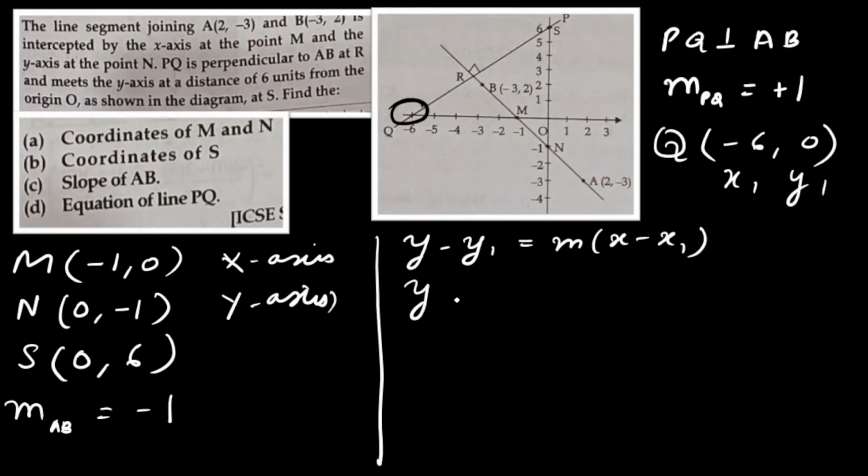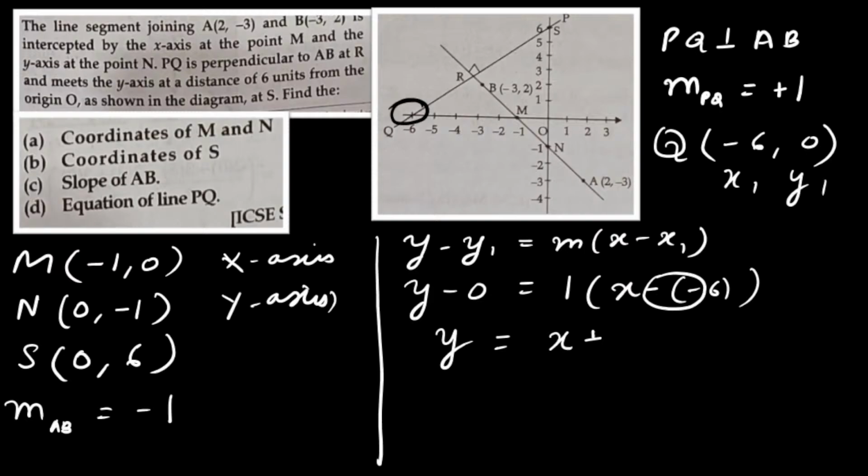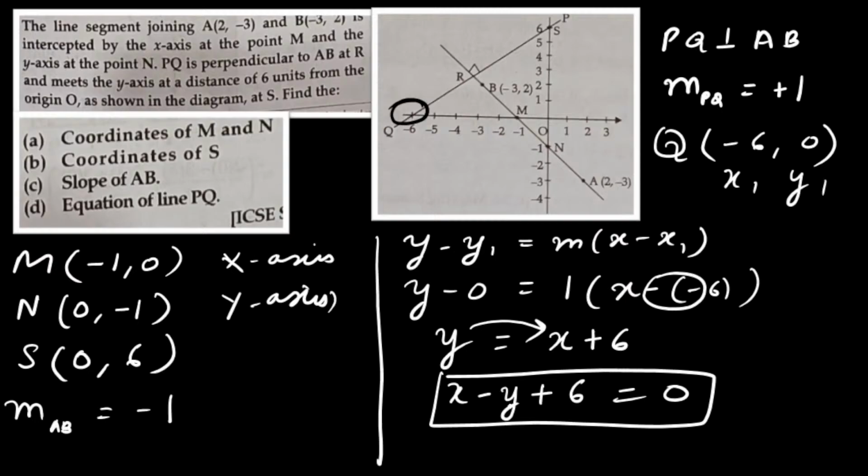So y minus y1, y1 is 0, equals m, m is 1, times x minus x1, x1 is minus 6. So y minus 0 is y. If we multiply with 1, anything will be the same. So x minus minus, two signs together make a single sign. Let's shift y to the other side. So x plus 6 minus y equals 0. x minus y plus 6 equals 0.